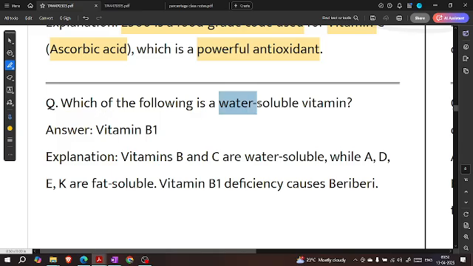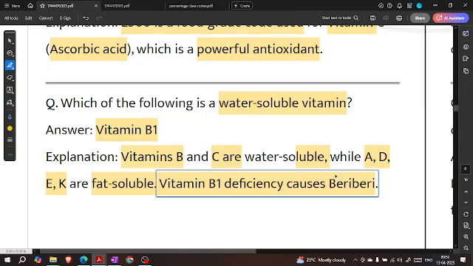Which of the following is a water soluble vitamin? Vitamin B1. Vitamin B and C are water soluble, while A, D, E, and K are fat soluble. Vitamin B1 deficiency causes beriberi.